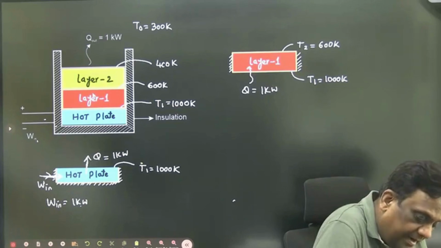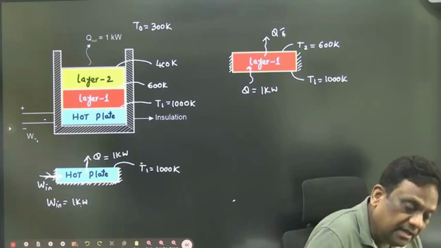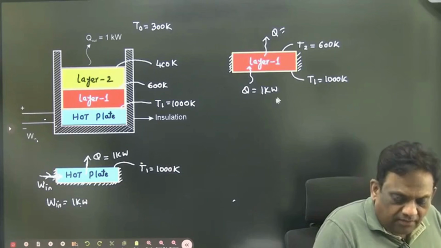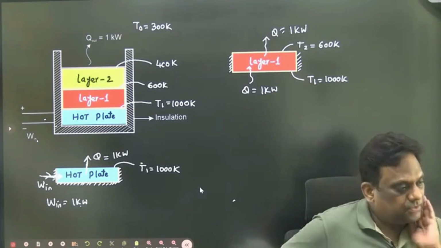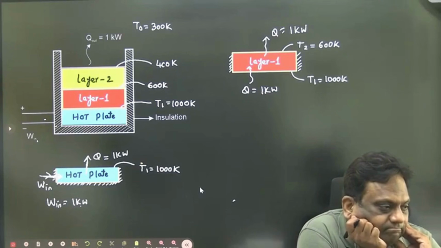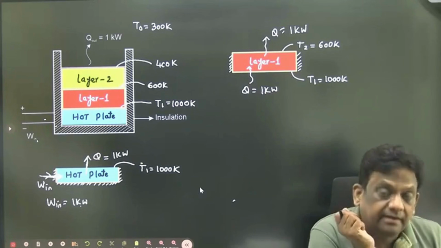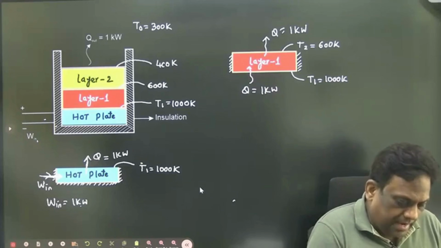And tell me, from layer 1 something is going to layer 2. How much should go, sir? It is a steady state. Whatever is entering, the same should leave. Hope you understood, sir. This is a very interesting question, sir. As much as is coming in, that much is going out.